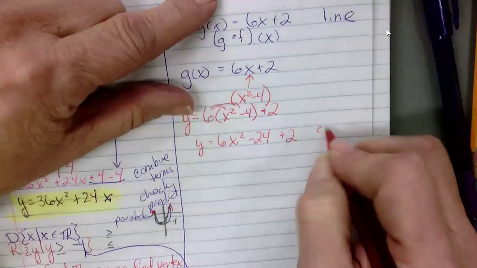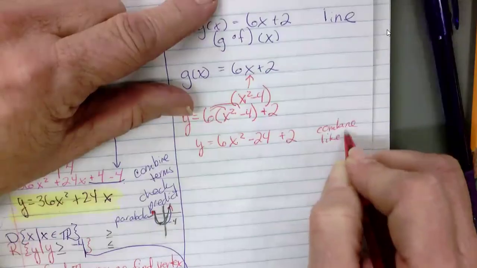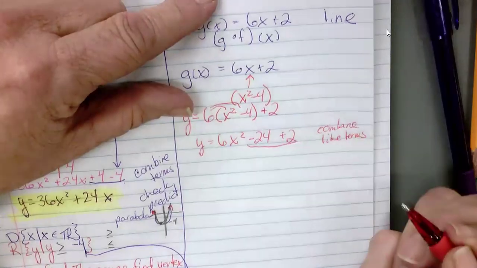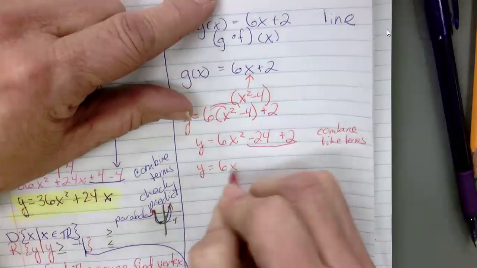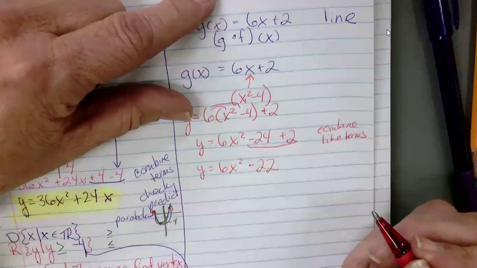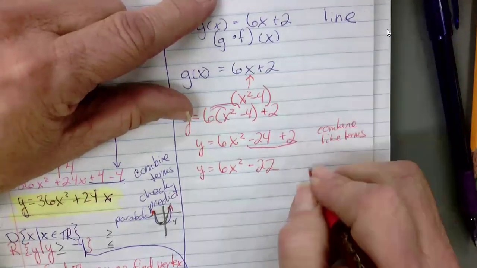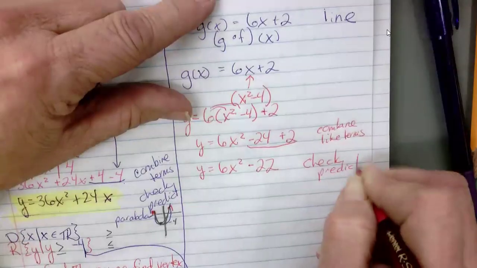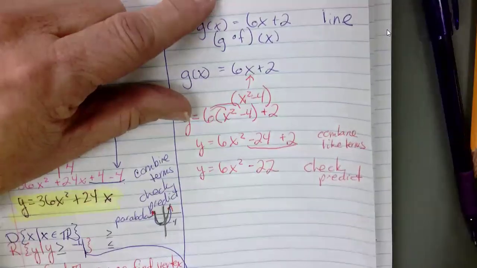Then we combine like terms. The only thing I can combine are the negative 24 plus 2. So we get y equals 6x squared minus 22. Nothing else I can do, so this is where we check and predict again. Please make sure that you're writing these side notes out here, so that when you get to these steps, you know what to do.